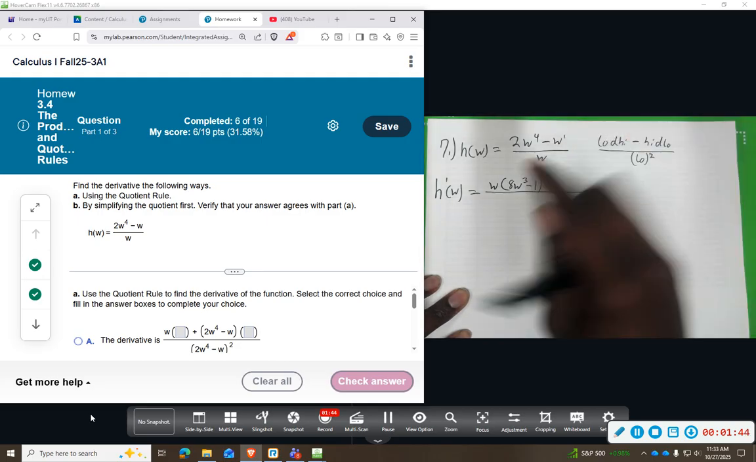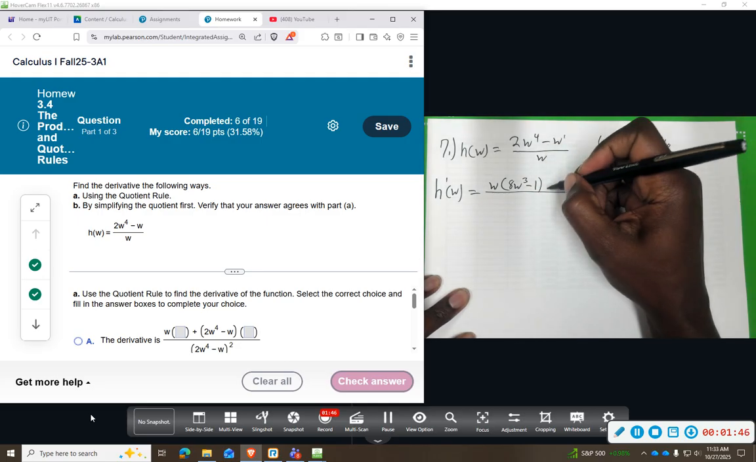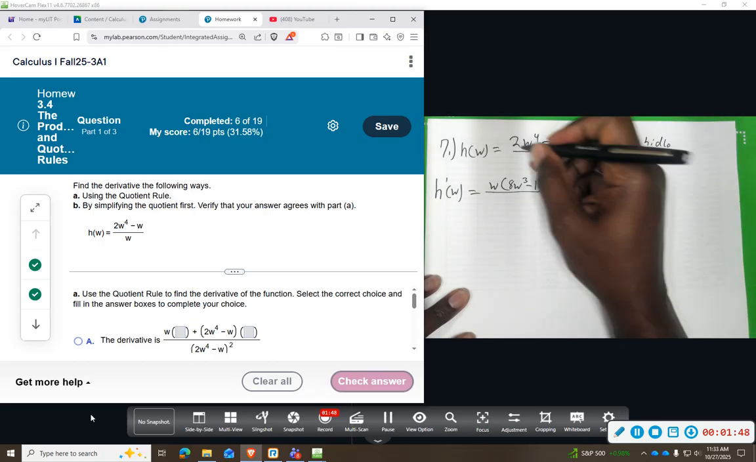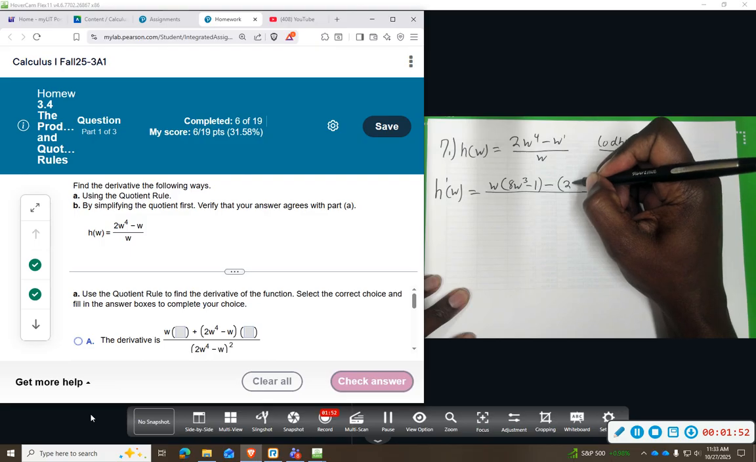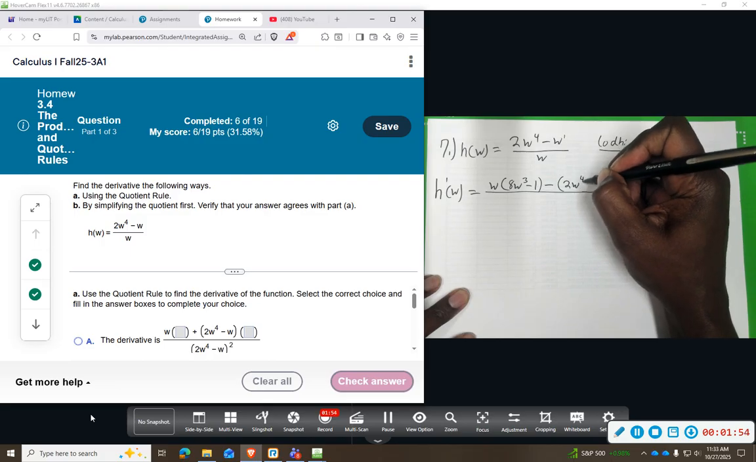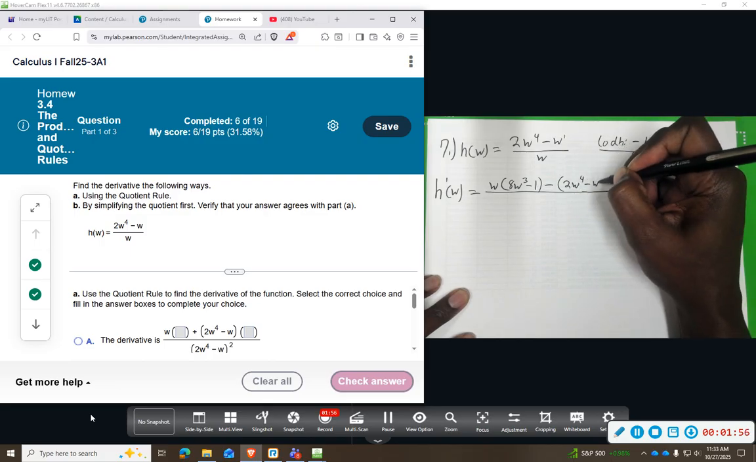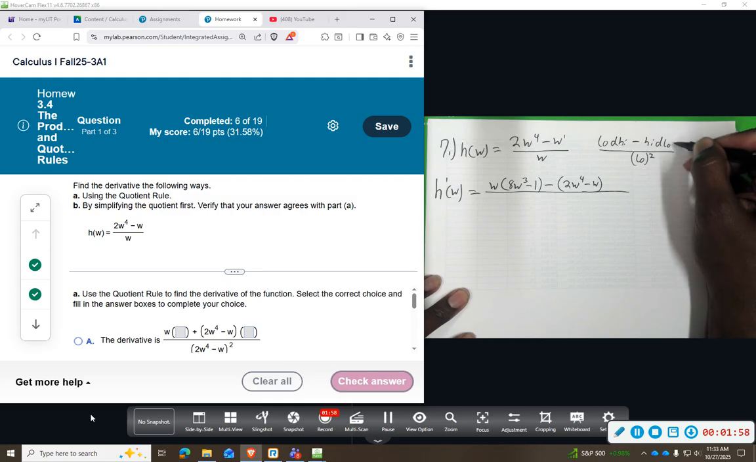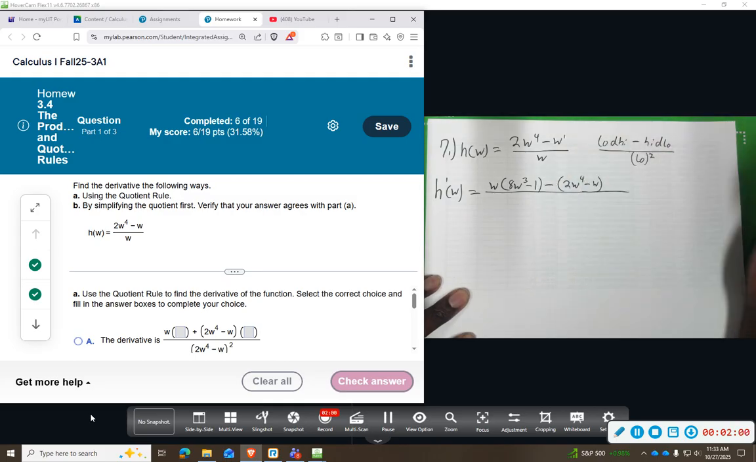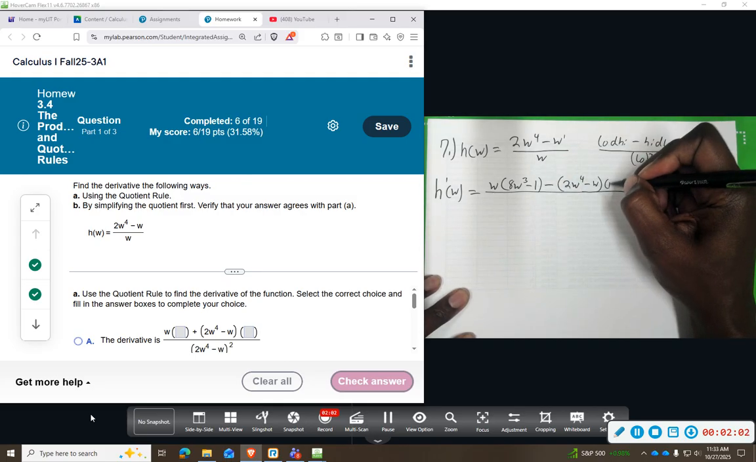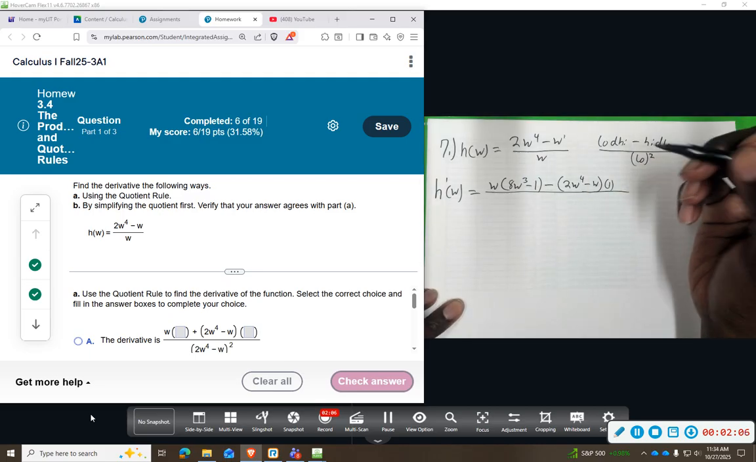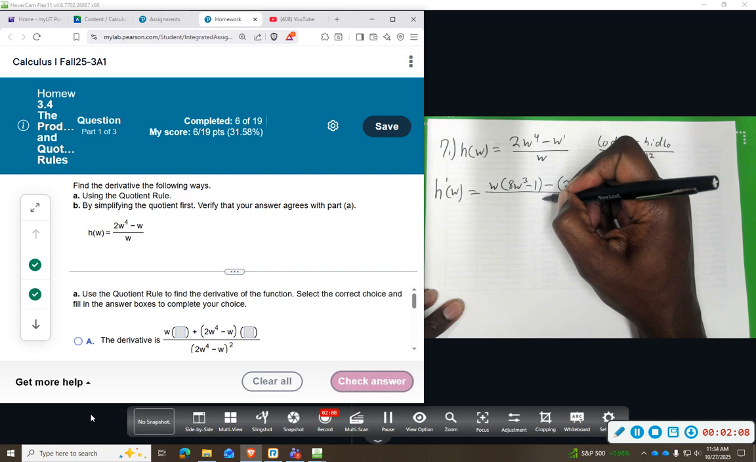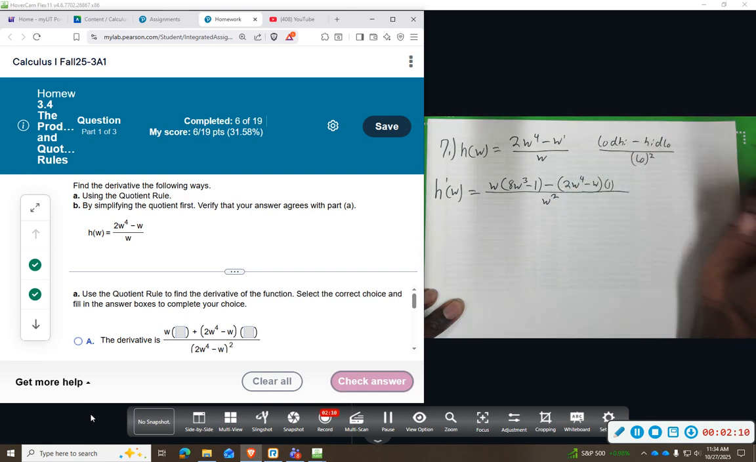So the derivative of the top is here, and then minus high, which is the top, 2w to the 4th, times the derivative of the bottom, d low. Derivative of a single variable is just 1, all divided by low squared. So that will be w squared.